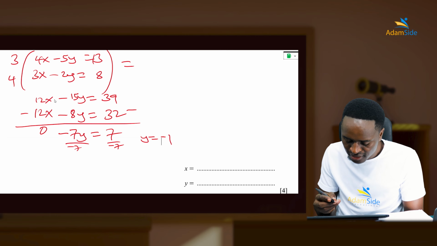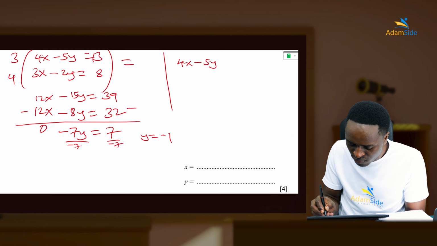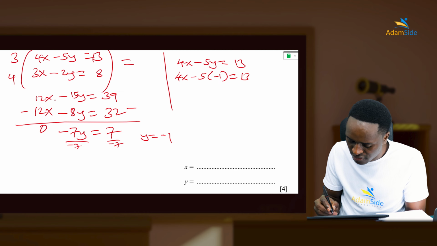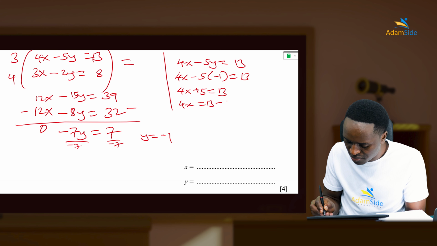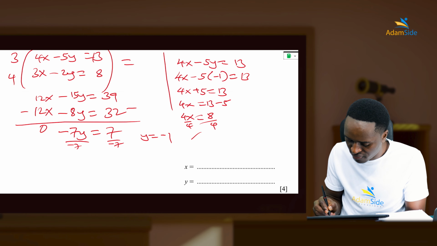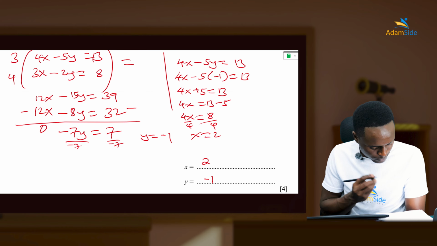Correct. And then you choose one of the equations. You say 4x minus 5y is equal to 13. So 4x minus 5 times negative 1 is equal to 13. 4x plus 5 is equal to 13. 4x is equal to 13 minus 5. 4x is equal to 8. Divide by 4, x is equal to 2. So y is negative 1 and x is 2. Correct.